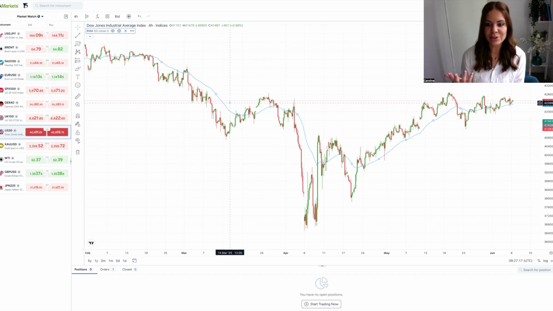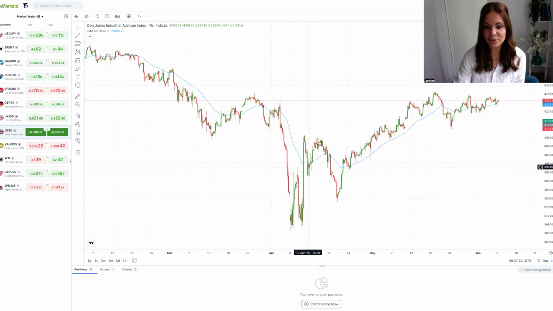50 is a nice even round number, but that doesn't necessarily mean it's going to be the exact right number for the market that you're trading. But we're going to use it here for an example, and you can see that it's a little bit further away than the 9 was, but ultimately it does still follow the candles.